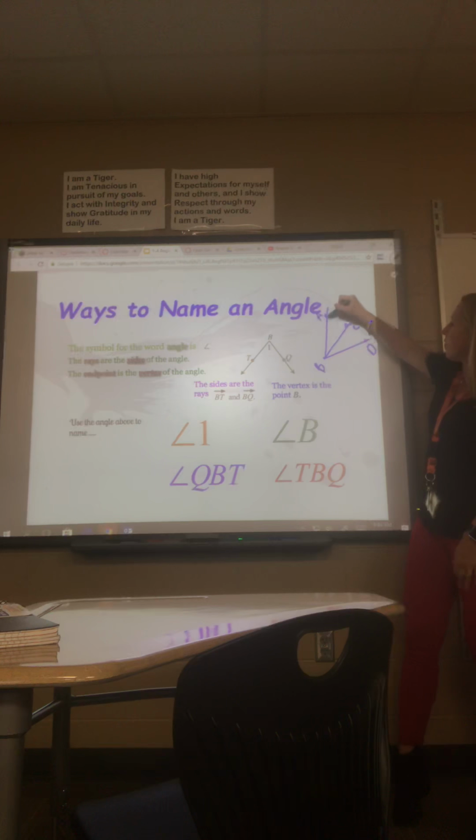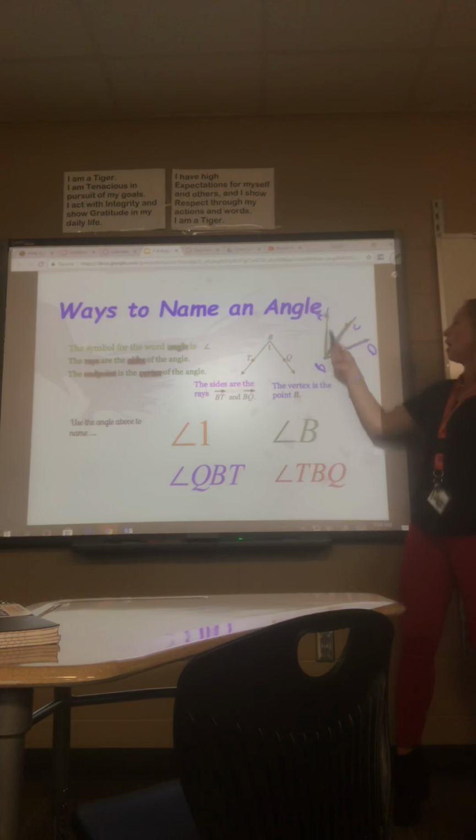So if I wanted to name this angle, I would say ABC, or CBA. If I wanted to name this other angle, DBC, or CBD. If I wanted to name the big one, ABD, or DBA.